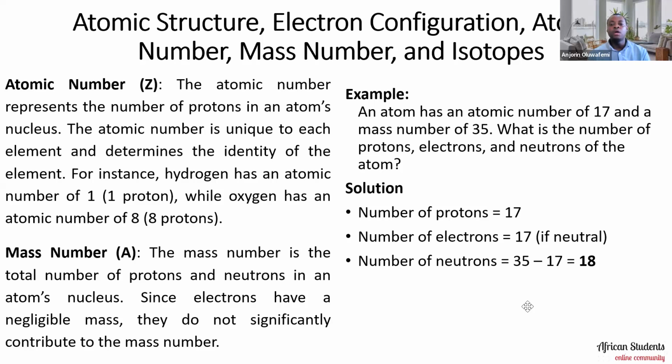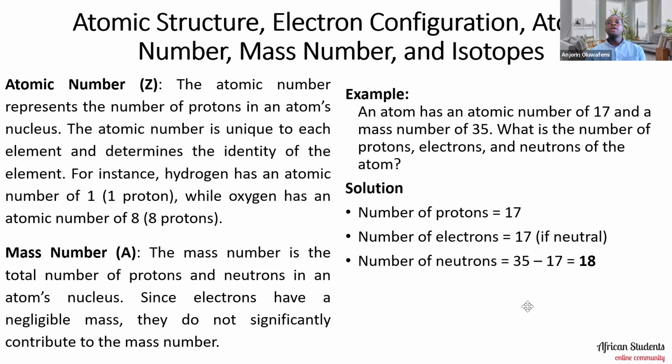Now, the number of neutrons, on the other hand, we need to calculate. Don't forget that from our definition of mass number, the total number of protons and neutrons in an atom's nucleus is what we refer to as the mass number. We're given the mass number to be 35, and we've established that the number of protons is 17 from the atomic number. So the number of neutrons is simply taking away 17 from 35, and that gives us 18. Simple and straightforward.